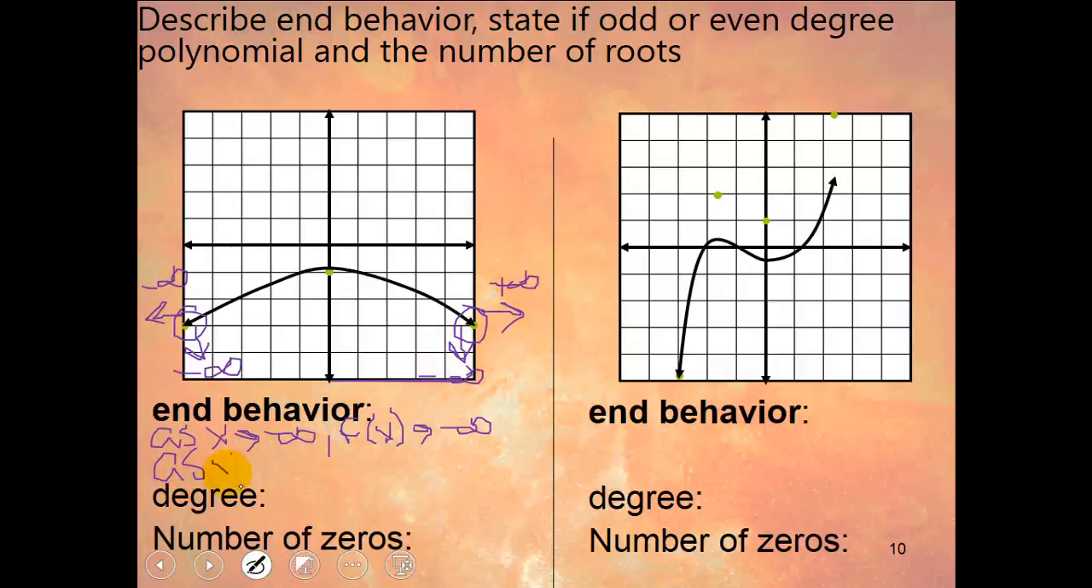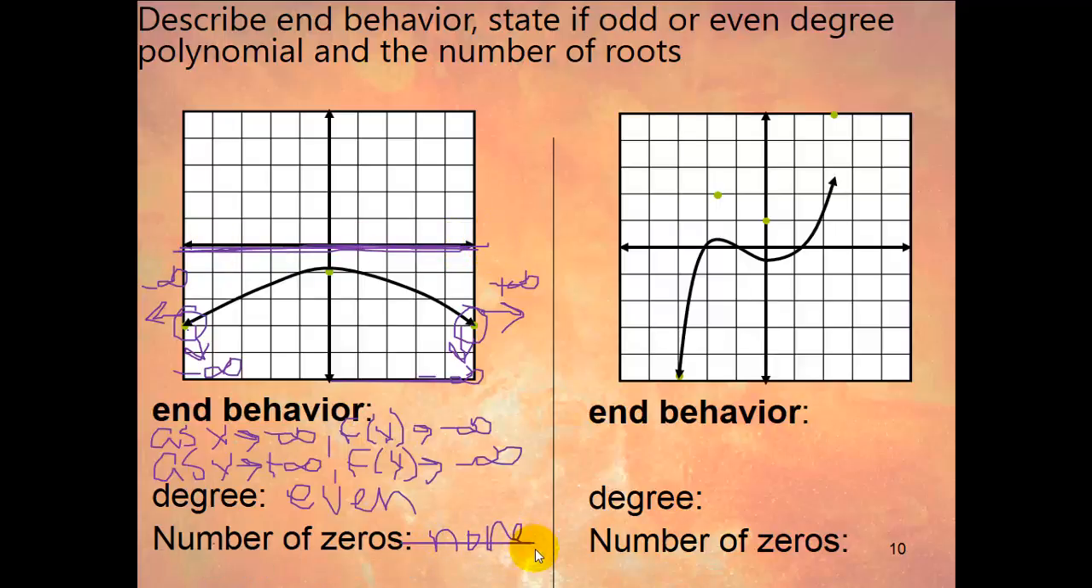So as x goes to positive infinity, f of x goes to negative infinity. The degree, both of them are pointing down, so this has to be an even because my ends go in the same direction. The number of zeros, if I look where it crosses the x-axis, it doesn't, so this one is none. It could cross, but in this case it doesn't, all right? Now we're going to look at this, ignore those green dots. I think that was from a previous illustration that I did, and I think we don't need those, all right?